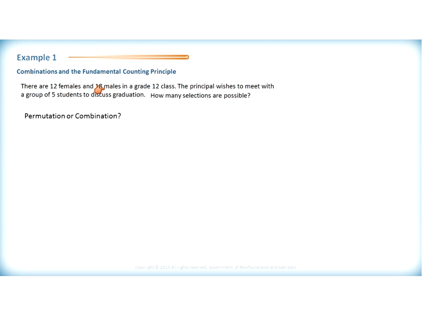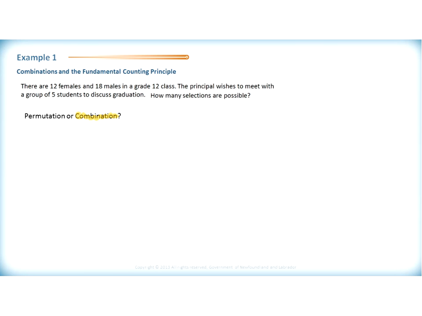And the answer is no. Order doesn't matter. When he chooses these 5 students, he's going to have the same 5 students regardless of the order in which he chooses them. Doesn't matter if he calls out to John before he calls out to April. The order doesn't matter here. So this is indeed a combination.